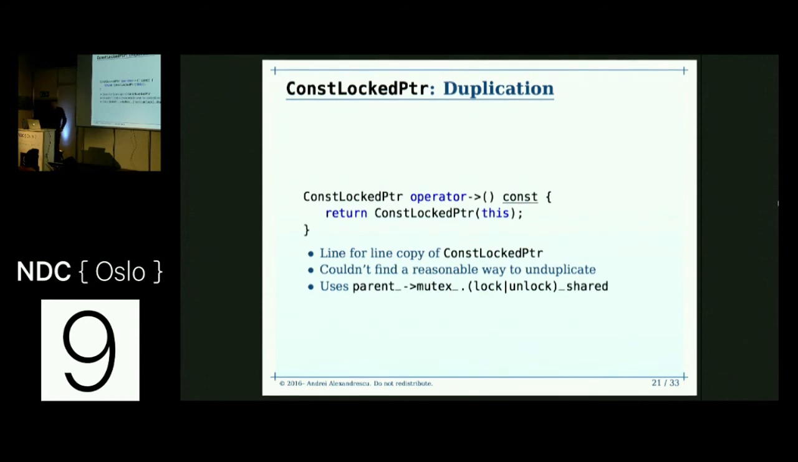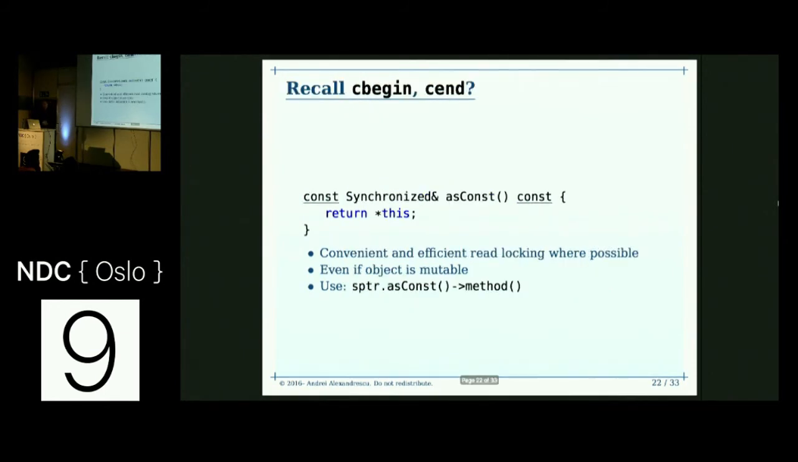Const lock pointer looks a lot like, and it's essentially the same code, as I said. It's pretty much just the same, except you're going to call parent mutex lock unlock shared. Right? So you're going to call different methods. All right.